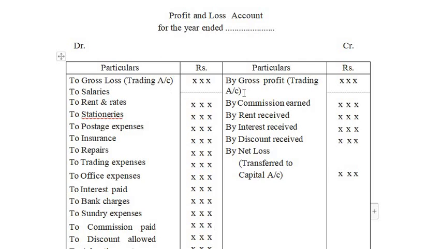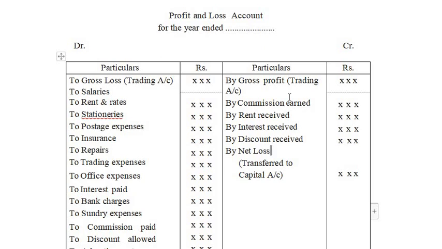On the right hand side you have to write all incomes. Those incomes we can call indirect income. It may be commission, rent, interest, discount. All these terms end with received or earned, or they will be mentioned as CR within brackets. Those items you can transfer on the right hand side or the credit side of your P&L account.